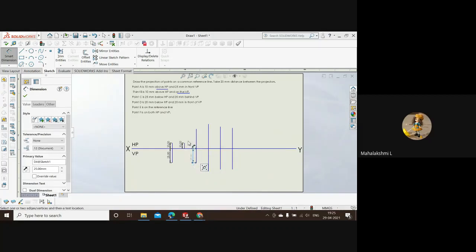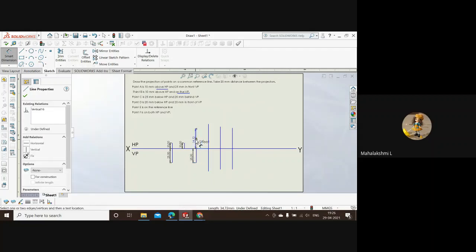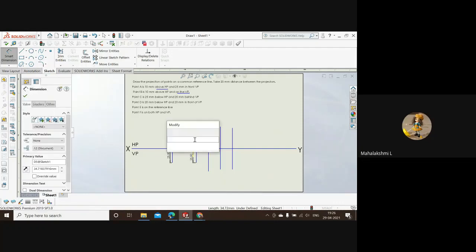Okay. And then it is 20 mm behind VP. Behind VP in the sense, it is above the XY line. And how many millimeters above XY? Behind VP, it is 20 mm behind VP. Make it 20.